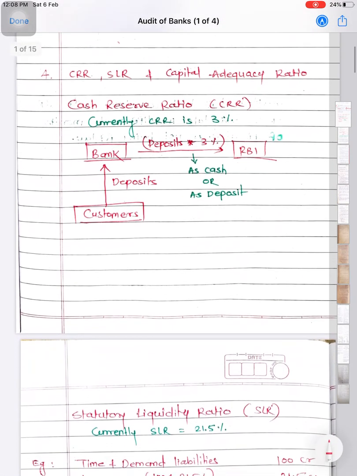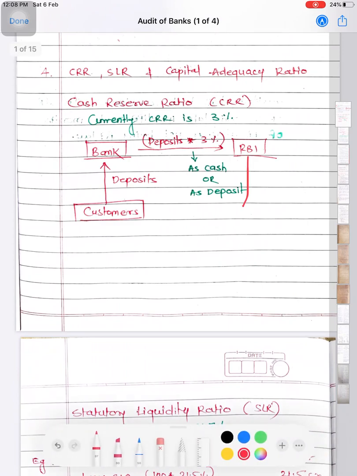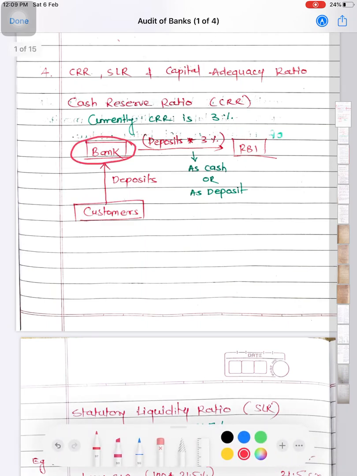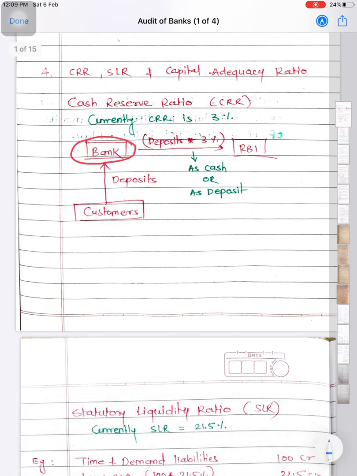So what is CRR? This is a certain amount that banks are required to maintain with the RBI. See, here is your bank. This is the deposit that the bank gets from customers, and out of that deposit a certain percentage the bank should maintain as a balance with the RBI. Earlier I had mentioned it as cash at bank.